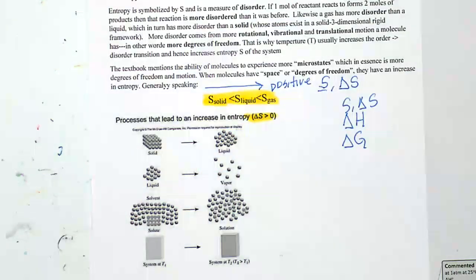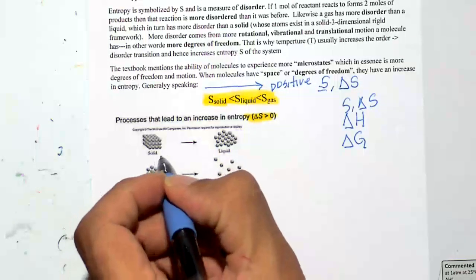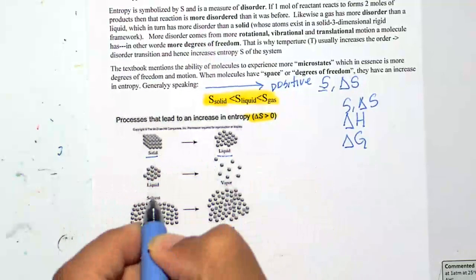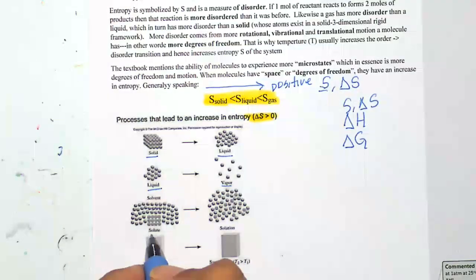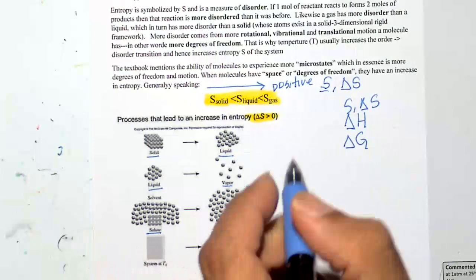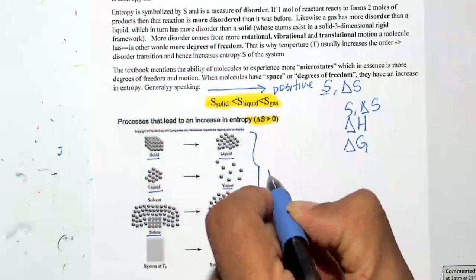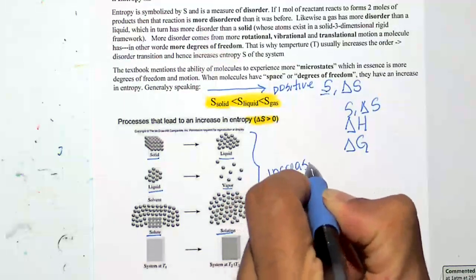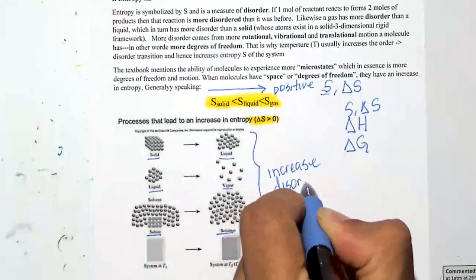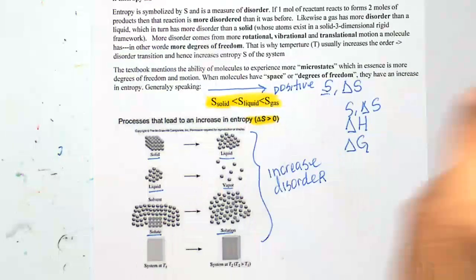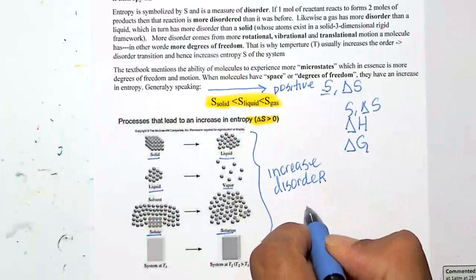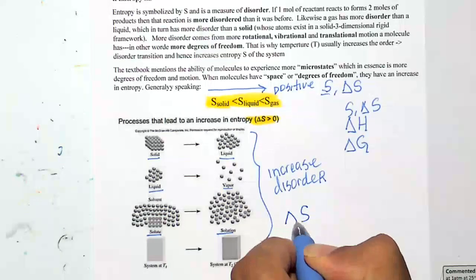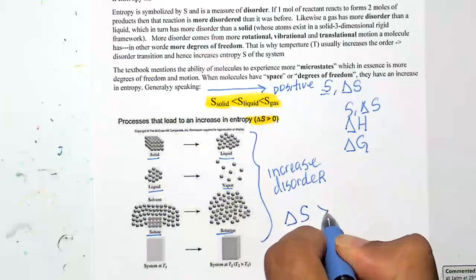All of these things are positively associated with entropy. All of these transitions, all of these reactions, solid to a liquid, liquid to a vapor, adding solute to a solvent, all these phenomena increase disorder, which means their S will be positive, or the change in S will be positive.